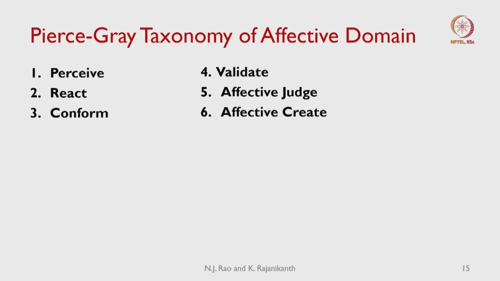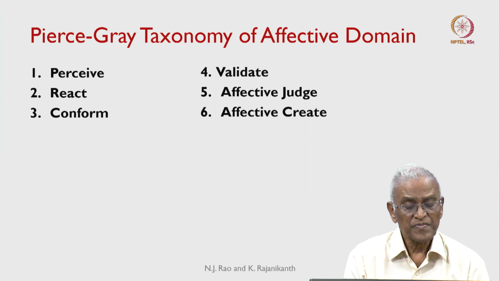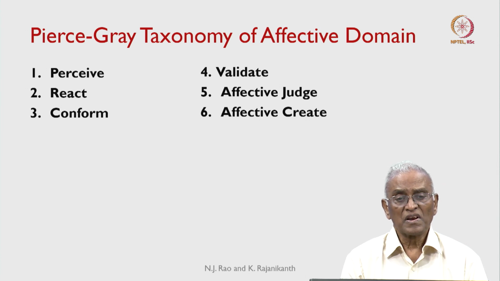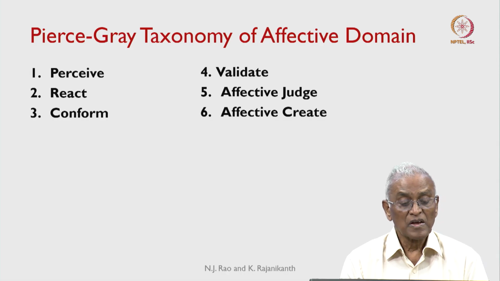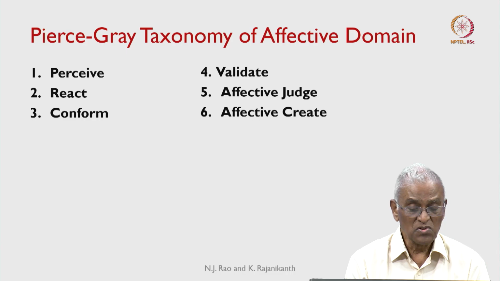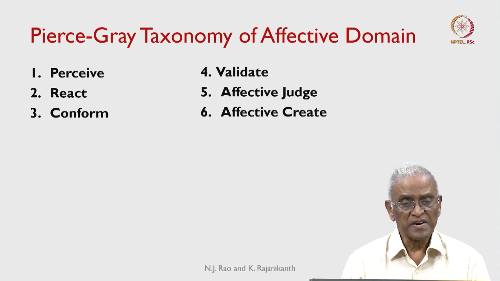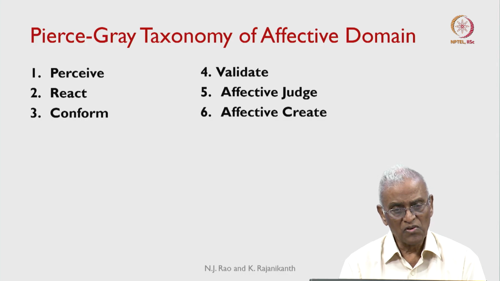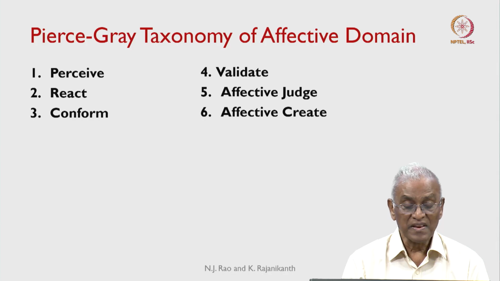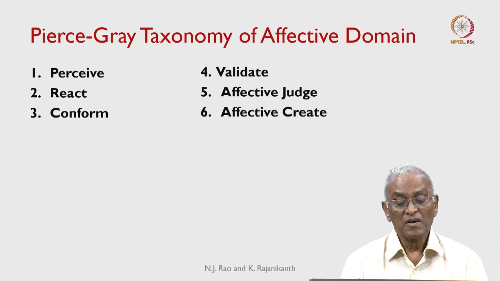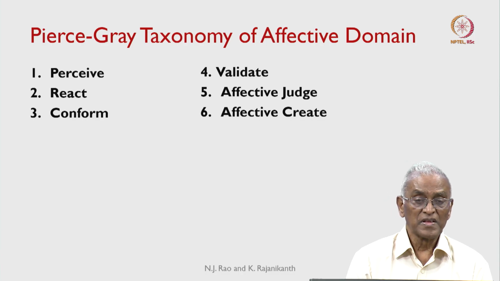And now Peirce-Gray taxonomy of affective domain. Here also several affective domain taxonomies were proposed. As we said, we prefer Peirce-Gray taxonomy, even though in our opinion it has its own limitations, which we will try to address in the following unit. These are given as perceive, react, conform, validate, affective judge and affective create.